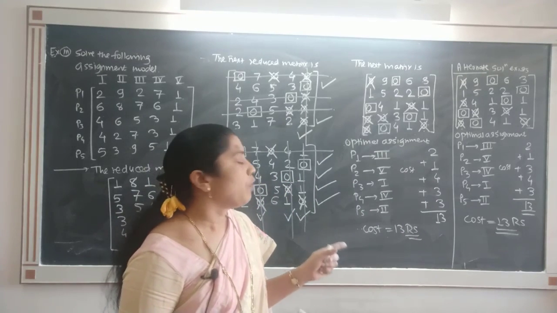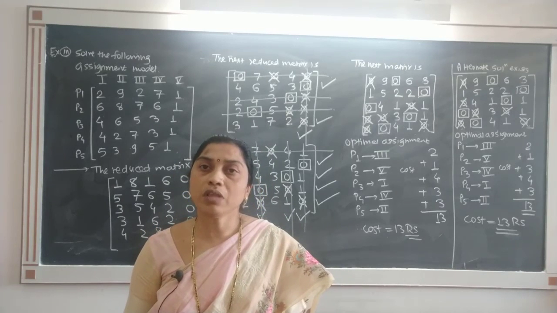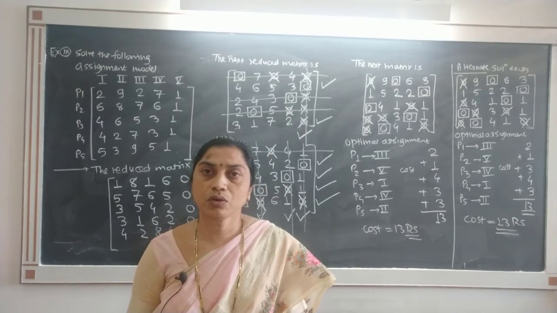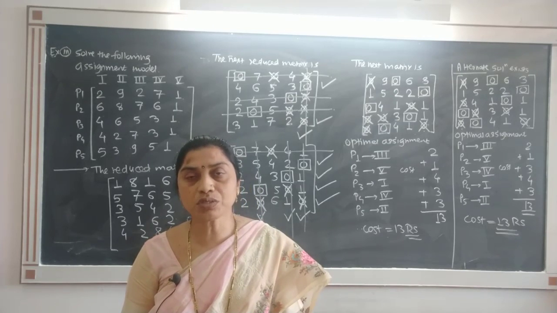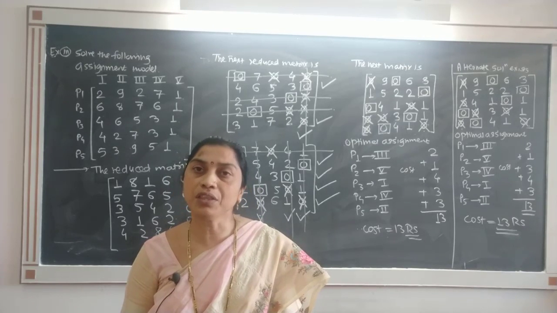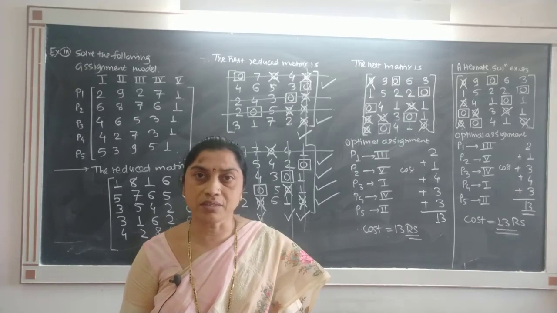So we have seen that when there are 2 or more ways to cross out the zeros in the reduced matrix, in that assignment problem, an alternate solution exists.